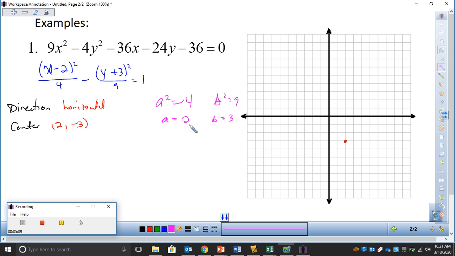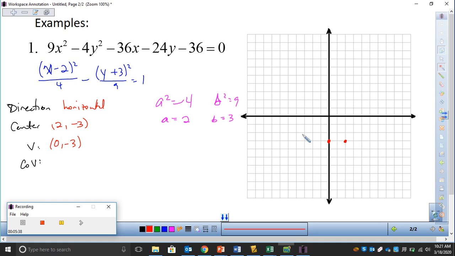So now with A being 2 and the direction being horizontal, that tells me I'm going to go left and right 2 units from the center. So left 2 units takes me back here, which is 0, -3 for one of my vertices. I'm going to label those. I'll label my vertices there. So I went left, got to 0, -3.